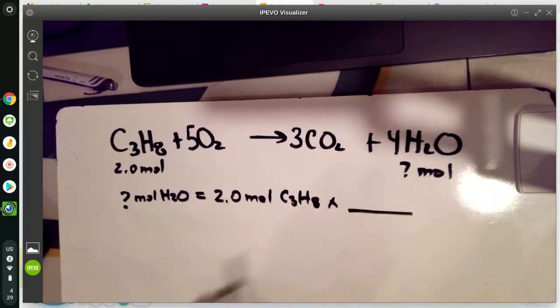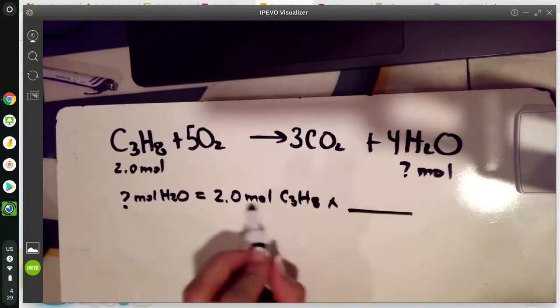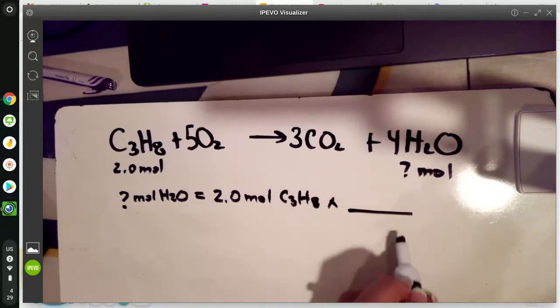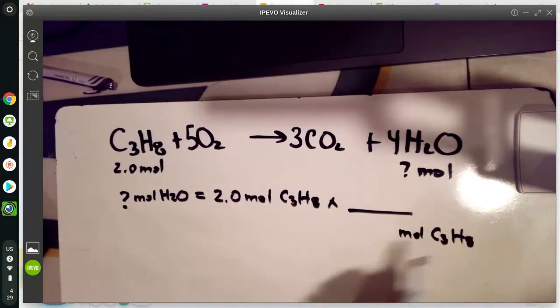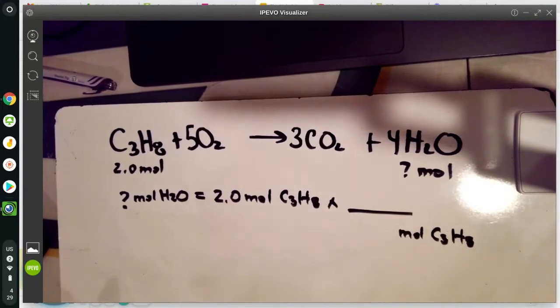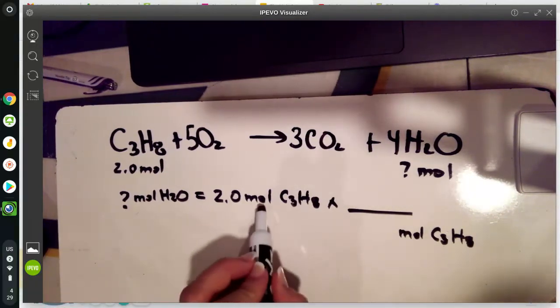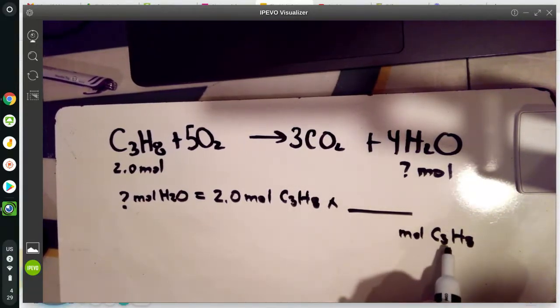Okay, I have no choice. This unit always goes bottom right. Top left goes down to bottom right. Mole of C3H8. If you're a methodical thinker, you're going to have no problem with this. Even if you're thinking, I'm not quite getting this, practice the method and you'll eventually catch the why behind it. So I go mole of C3H8.